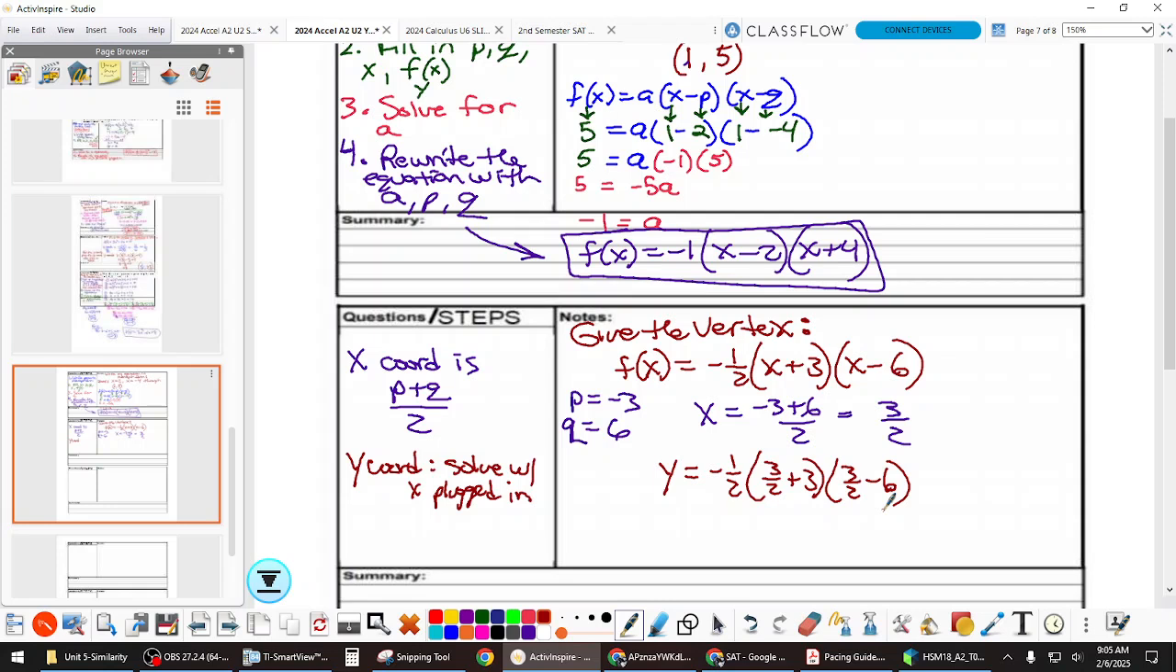Can you do this without a calculator? Sure. Yeah. Because this is a no calculator section. So what's 3 halves plus 3? 9 halves. What's 3 halves minus 6?